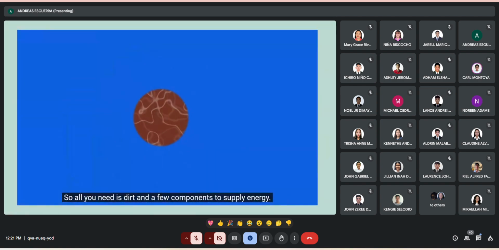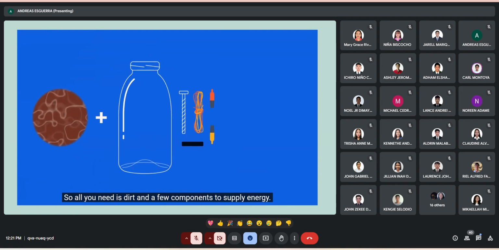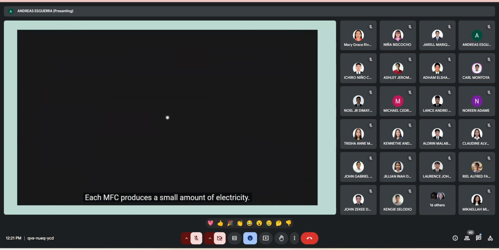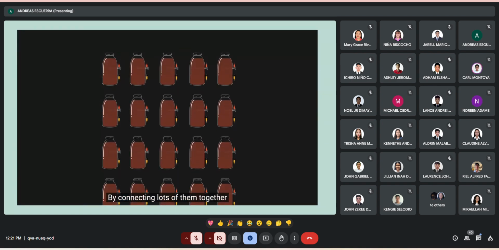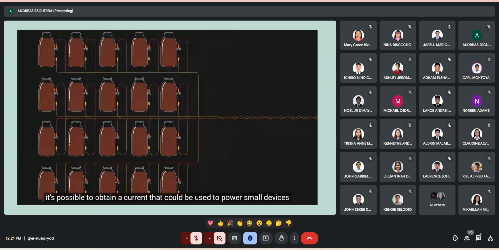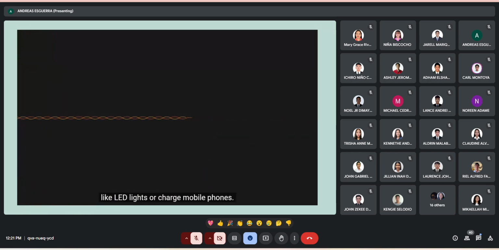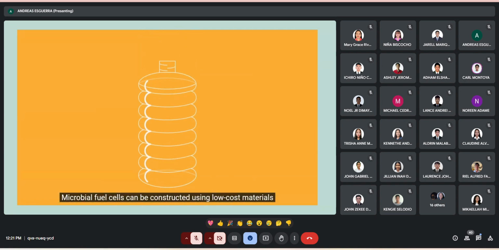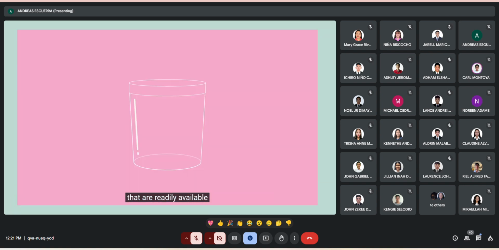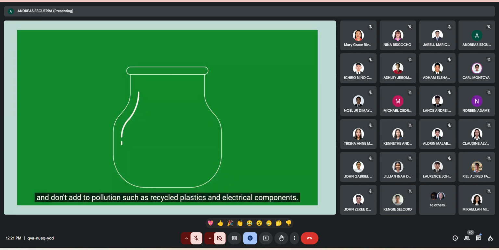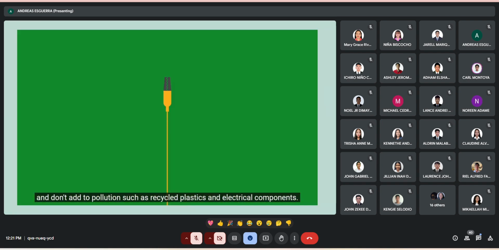So all you need is dirt and a few components to supply energy. Each MFC produces a small amount of electricity. By connecting lots of them together, it's possible to obtain a current that could be used to power small devices like LED lights or charge mobile phones. Microbial fuel cells can be constructed using low-cost materials that are readily available and don't add to pollution, such as recycled plastics and electrical components.